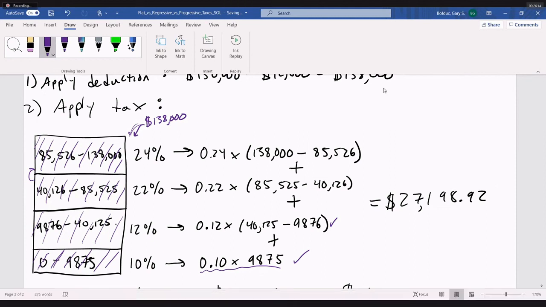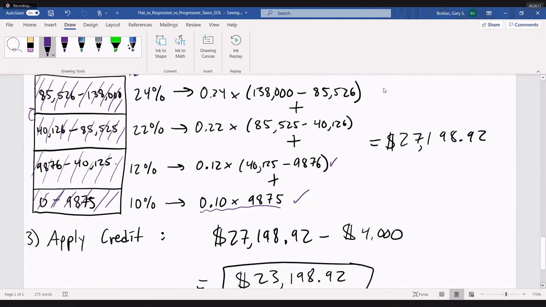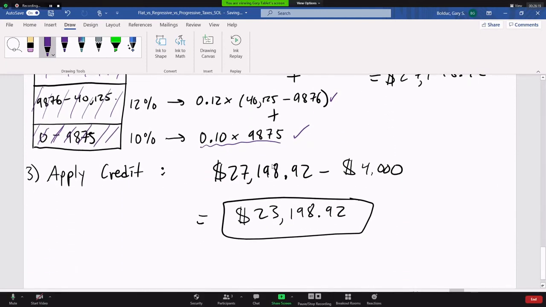So that's an important piece, before the credit. So we apply the credit. This was how much I was taxed on minus my $4,000 credit. Ends up having me pay $23,198.92.